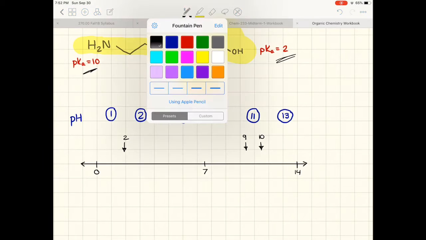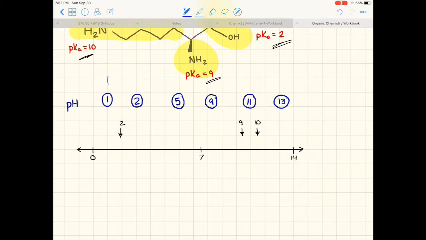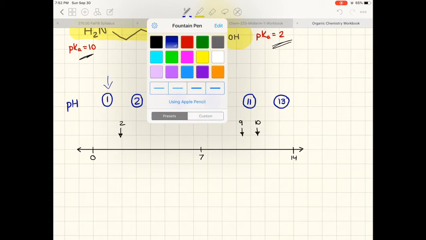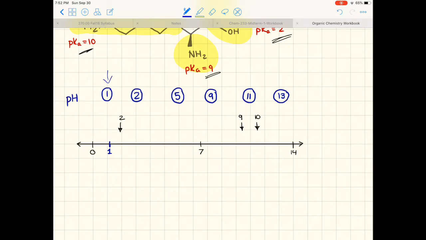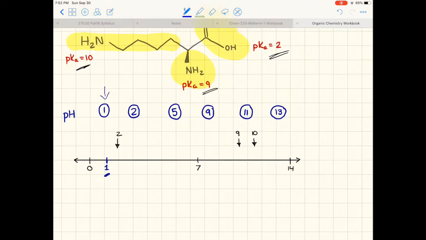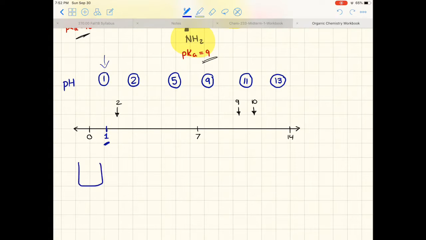Okay, now let's start with our first pH value, which is 1. And now let's say 1 falls right over here. Again, you don't have to be exact, it just matters which value it falls below and which value it falls above. So 1 is right here, which falls below all three of the pKa values. That means, imagine a jar, a beaker with the solution, that there are many hydrogens in the surrounding in the system.